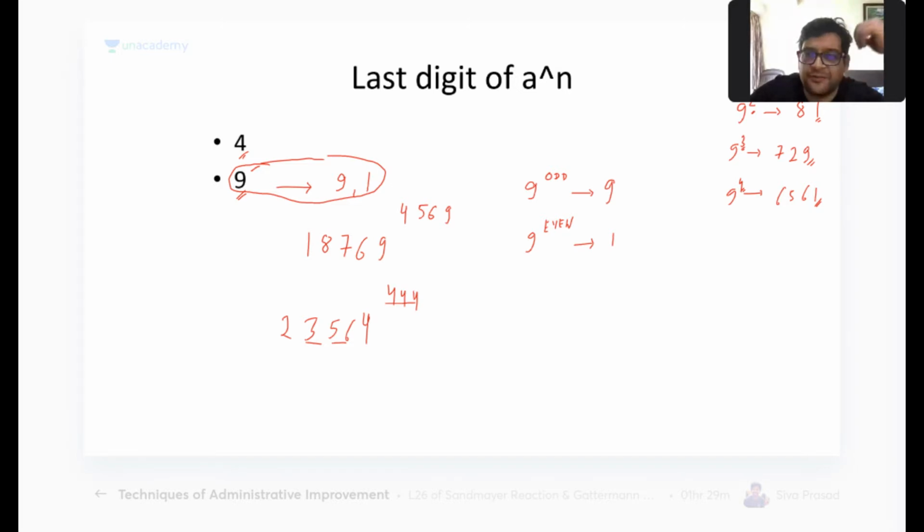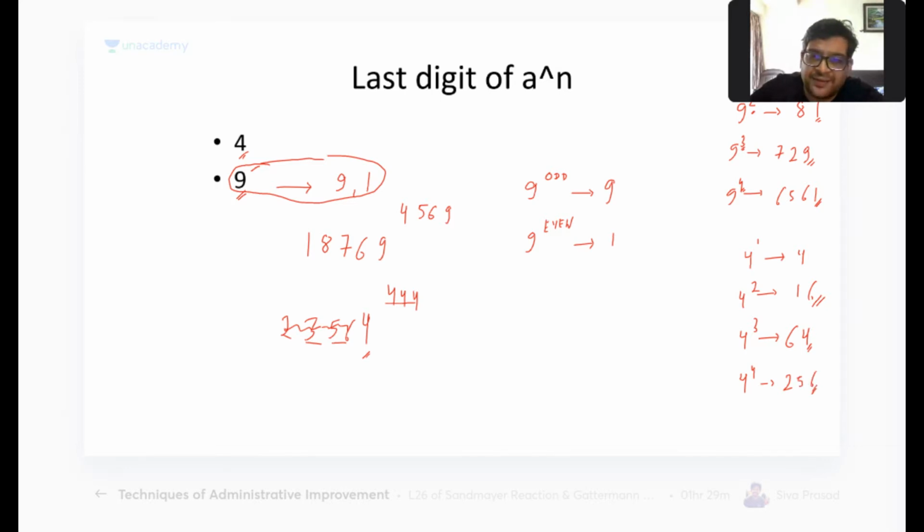So what we are trying to do is find out the last digit for this particular number. So 2356 don't really matter. We are only concerned about what is the last digit. So let's try. 4 to the power 1 ends in 4. 4 square is 16, so it ends in 6. 4 cube is 64, so it ends in 4. And finally, 4 to the power of 4 is 256, so it ends in 6.